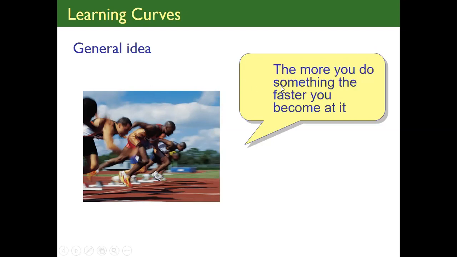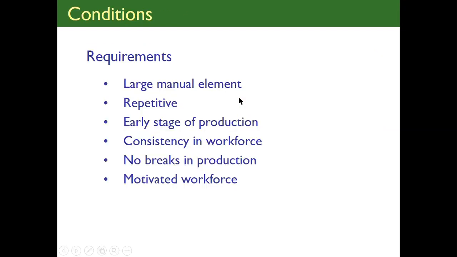So the general idea: the more you do something, the faster you become at it. Requirements, where does it apply? It applies where there is a large manual element, because machines do not learn, human beings learn. So this learning curve will apply when you have more labor element. If your production process is machine oriented, the learning curve will probably not have a very significant impact because there are not many people. But when you have labor intensive businesses, where you have a lot of labor, at that time the learning curve will apply.